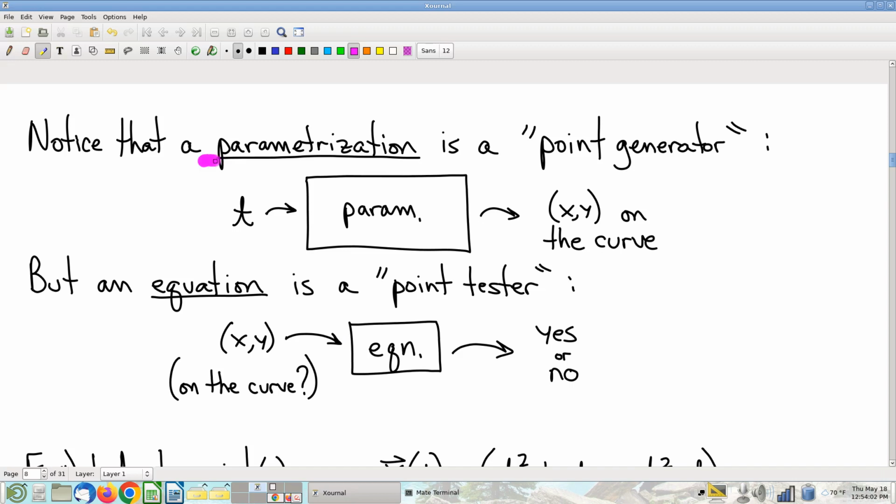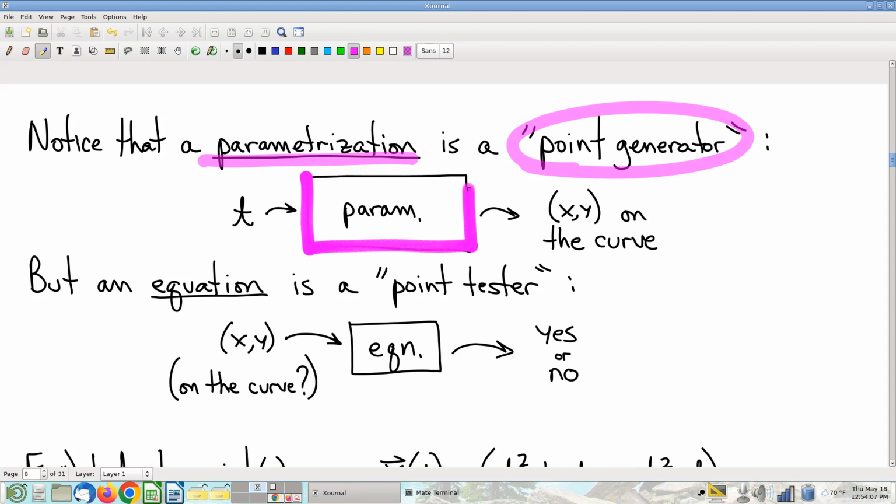A parameterization is a point generator. It's a little factory where you can put in any value, any number t, doesn't matter, and what comes out is a point on your curve. So we're literally making points when we have a parameterization. Does that make sense to everybody?